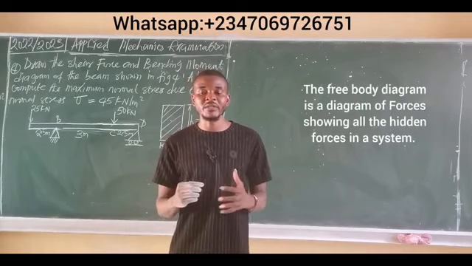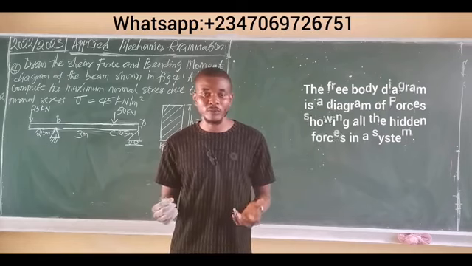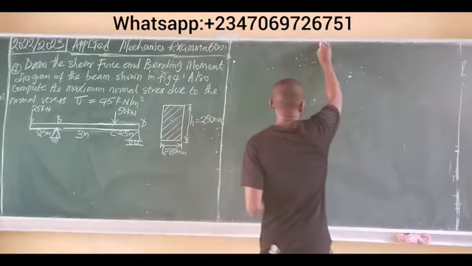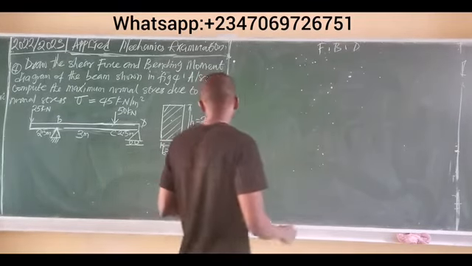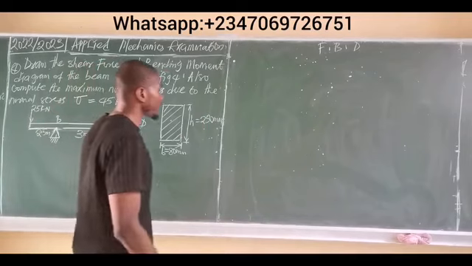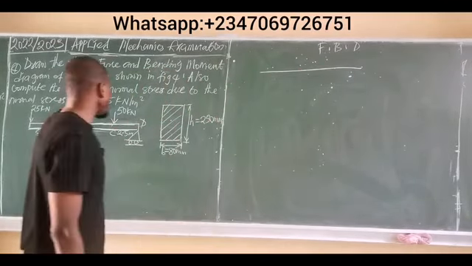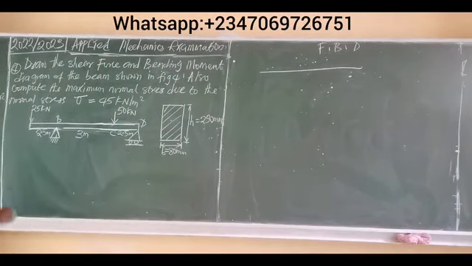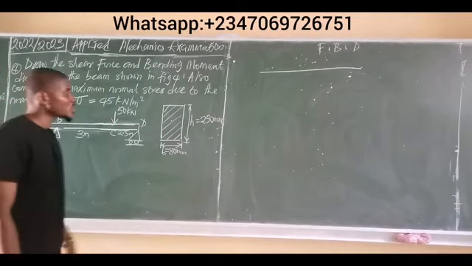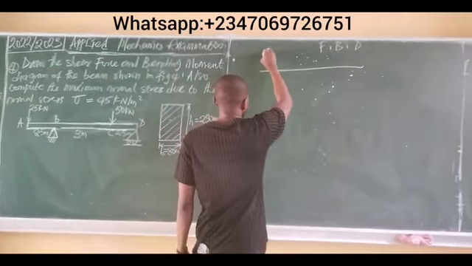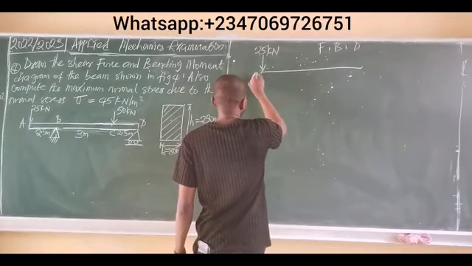The free body diagram is simply a diagram of force showing the entire hidden force on a given system or structure. So we start with the free body diagram, FBD. Okay, so this whole bulky diagram can just be replaced with a single line indicating the free body diagram. All right. Now at point A, we have a 25 kilonewtons force acting downwards. So we indicate that here.